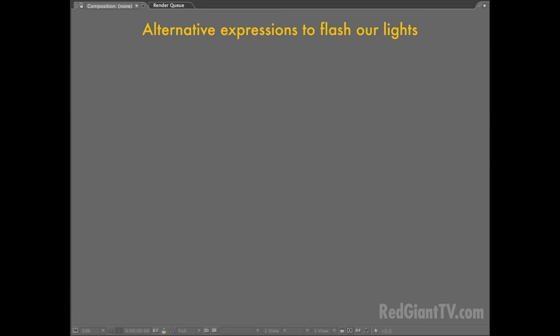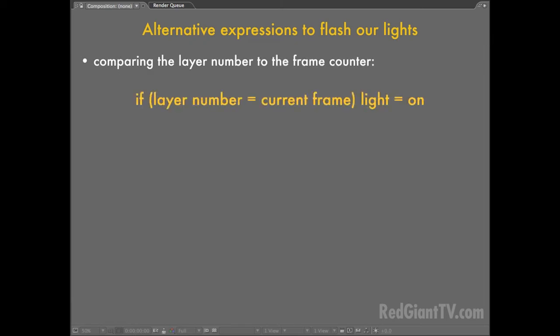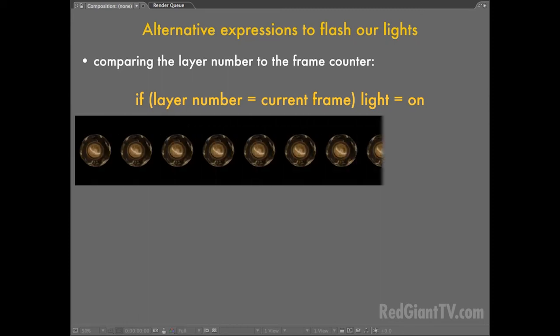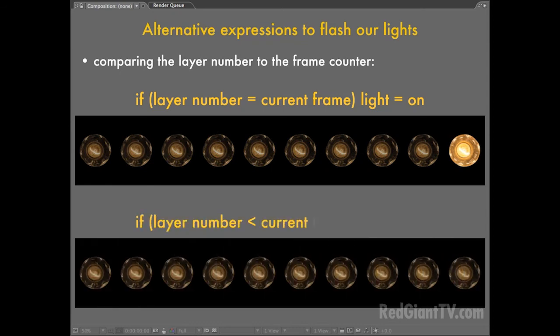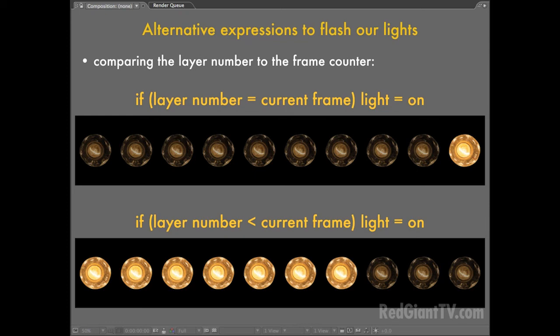To get a different flashing pattern, we can compare the composition frame number with the light bulb's layer number. And we'll use another if statement, similar to the one we used earlier, to make the comparison. When we compare the frame number to the layer number, we can use an equals sign, and this will make sure that one bulb is on at a time, every time that the layer number is the same as the frame number. Or, alternatively, we can use a less than sign, and this way the bulbs will stay on as the frame number increases.